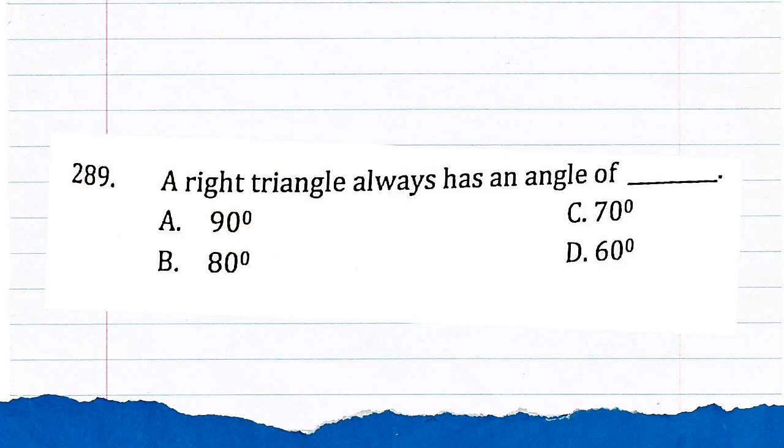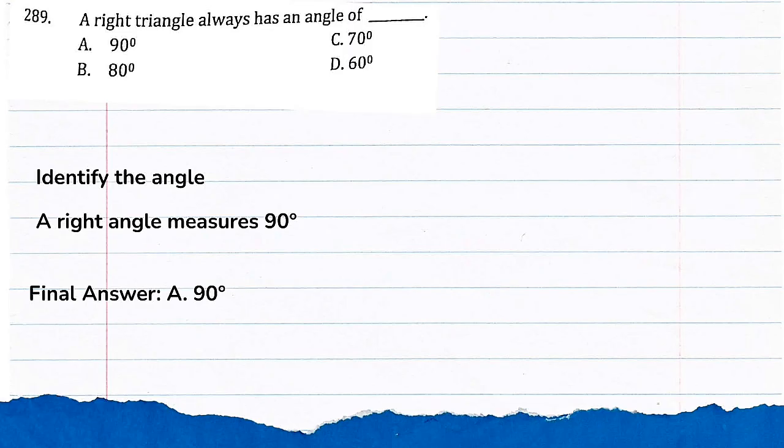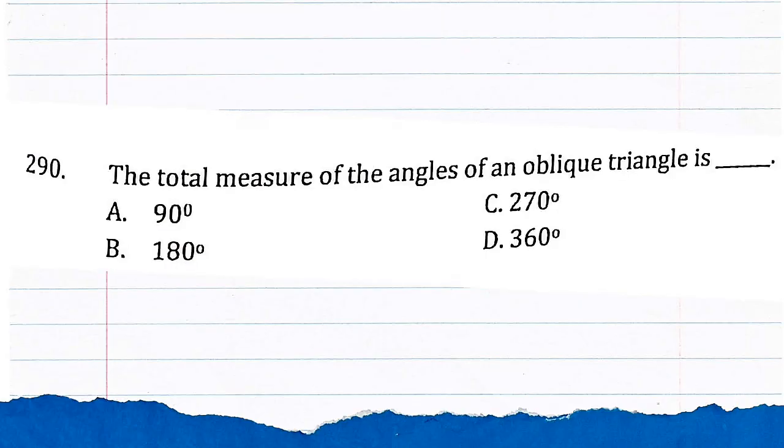A. 90 degrees, B. 80 degrees, C. 70 degrees, or D. 60 degrees. So what do you think? What makes a triangle a right triangle? Of course, a right angle measures 90 degrees. Therefore, the final answer is 90 degrees.